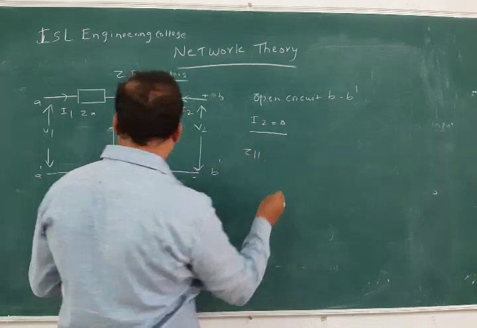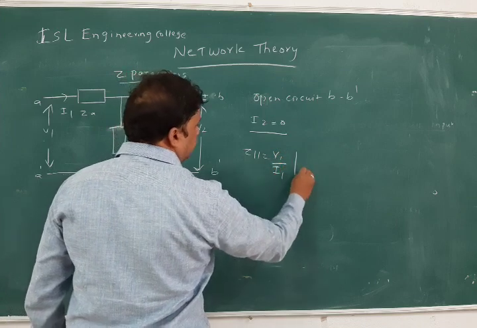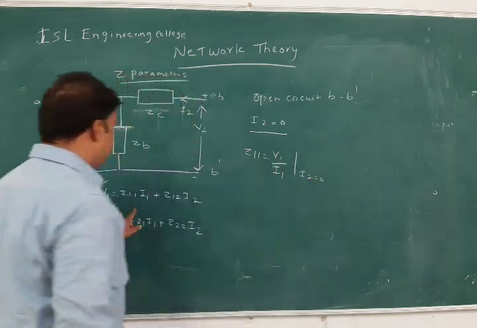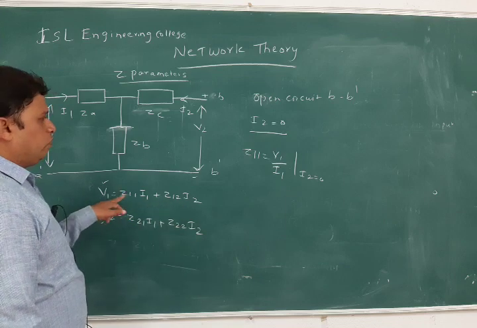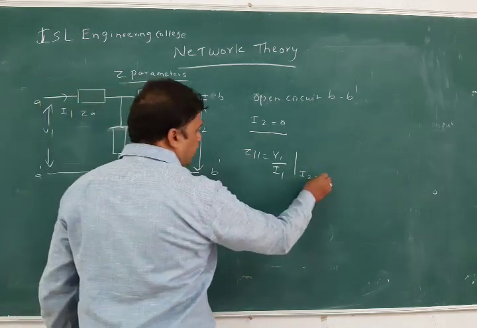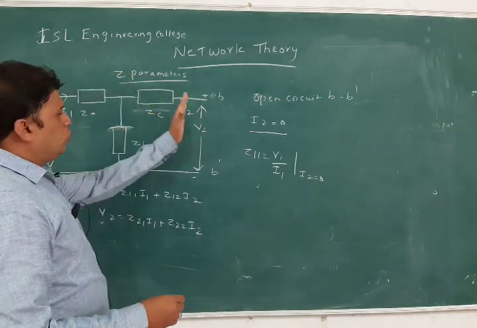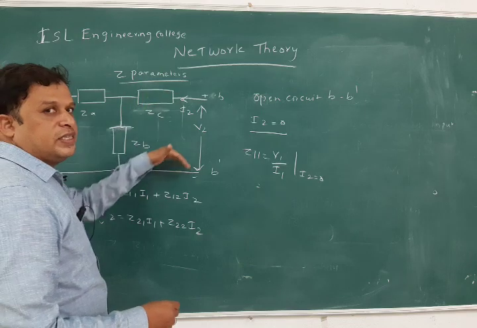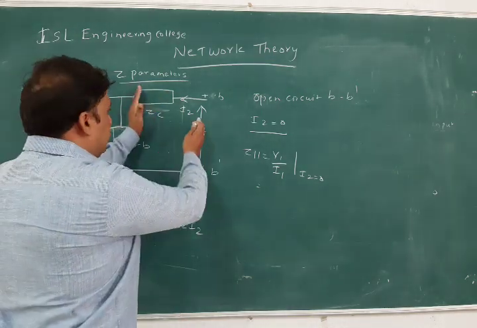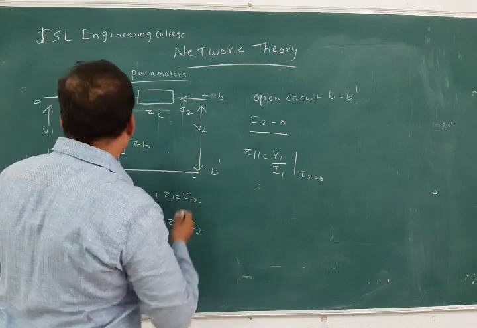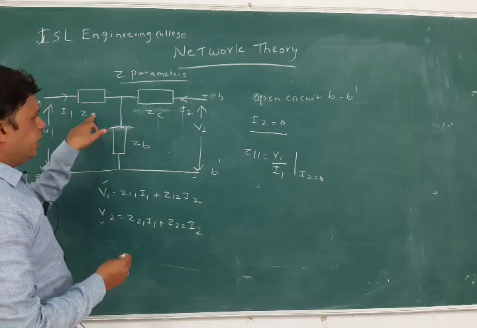Z11 is equal to V1 by I1 at I2 equal to 0. So you see this equation where I2 is equal to 0. Now for V1 by I1, if you see the circuit, with I2 equal to 0 you are not considering this part of the circuit. Then you will get one equation between V1, I1 and ZA and ZB.